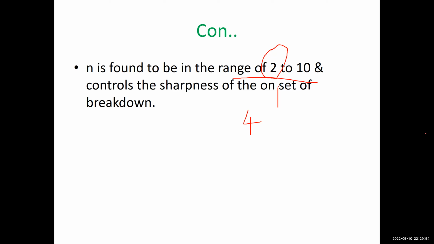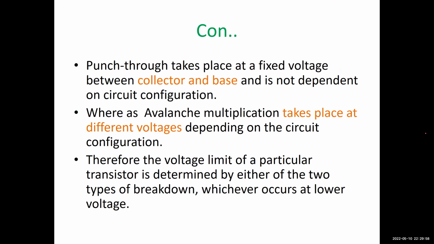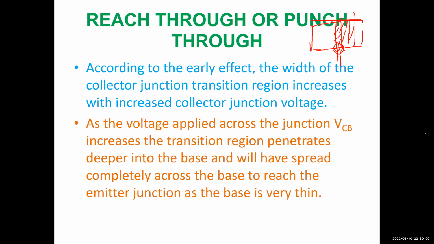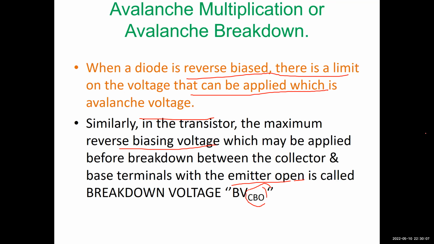So for breakdown, there are two types. One is avalanche breakdown and the other is punch through. The punch through is also called reach through. This happens due to the early effect, and the other one happens because of the multiplication of the ions. Very important question. Prepare well.